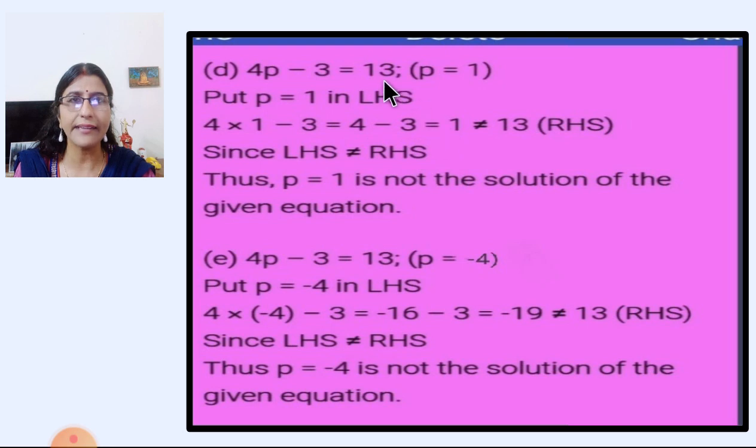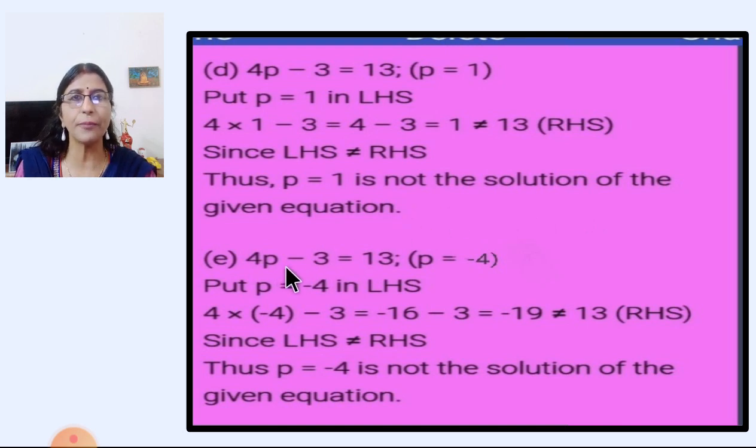And now we will see the right hand side, where 13 is written. Now are they equal? No. 1 is not equal to 13. So then you have to write: since LHS is not equal to RHS, thus p equal to 1 is not the solution of the given equation.